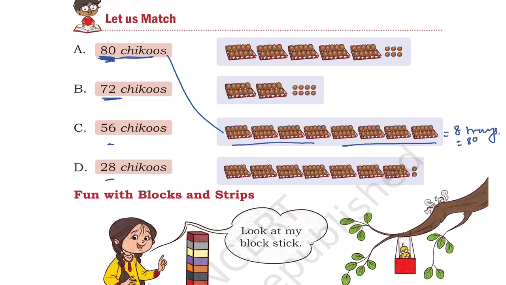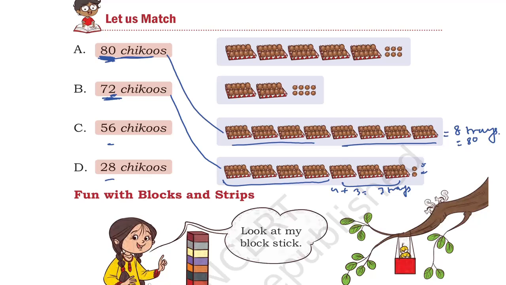72 chikus. Very easy. Let us first look at where we have the 2 loose chikus, as the 7 trays can only contain 70 chikus. I see 2 chikus here, and then in the second step we are going to count the number of trays that we have here. It should come out to 7. 4 plus 3 gives me 7 trays and 2 loose chikus that make it 72 chikus.